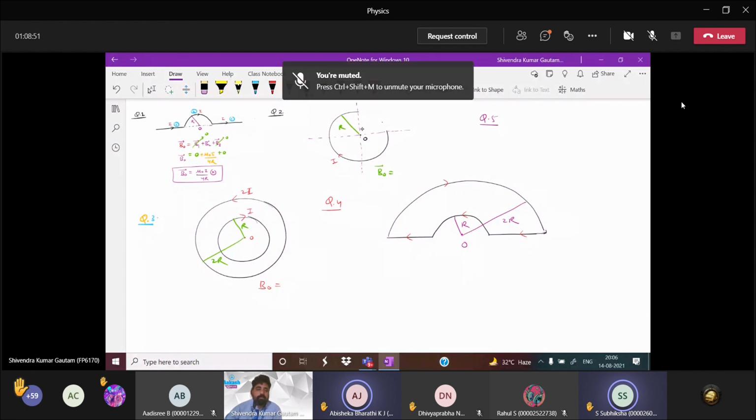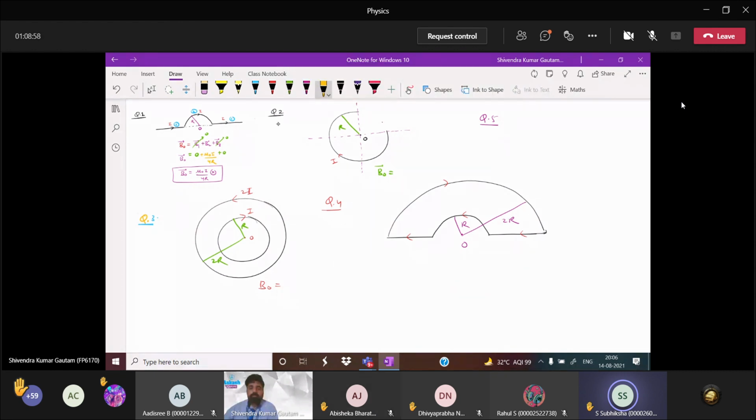Sir, if the current direction is reversed, we should not add them, because one will be outward and another will be inward. Then we have to subtract. Yes, subtract.